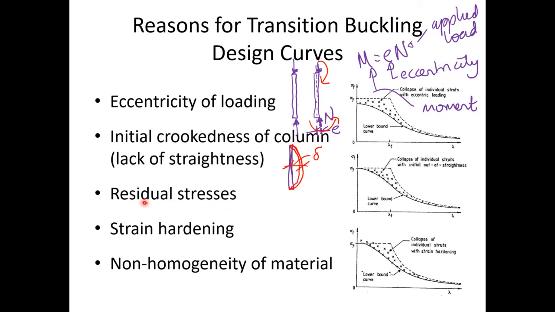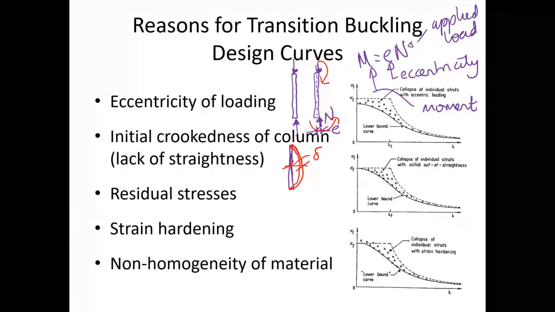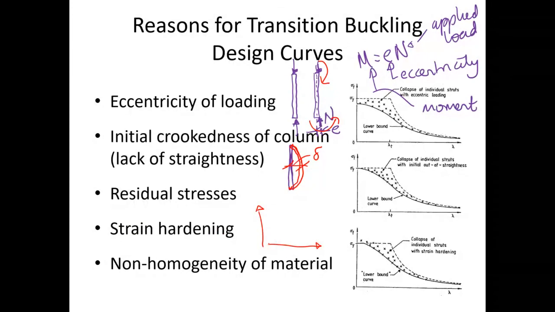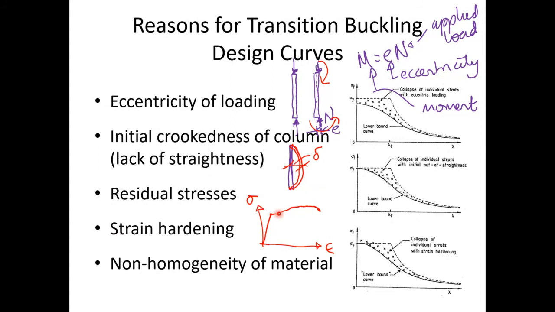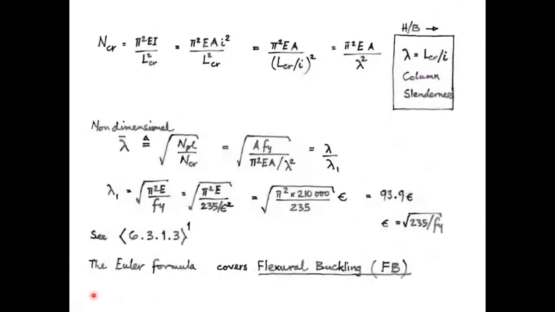Residual stresses, I described that already earlier on, so that's the stresses that are locked in as a result of the manufacturing process. Then we have strain hardening. If I draw a curve of stress or load against displacement, it's elastic at the beginning, it's going to yield, and then we get some sort of strain hardening. As we increase the strain from here to here, it gets harder, it gets stronger until we get to the ultimate, and then we get fracture at the end. That's going to end up affecting the results. And non-homogeneity of the material: the material might not be exactly the same all the way along, because there might be some difference in the material properties.